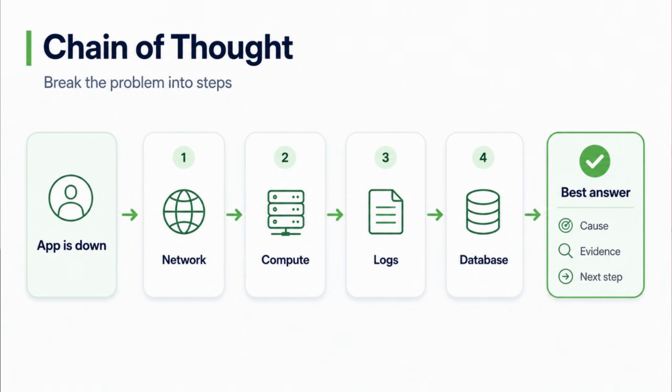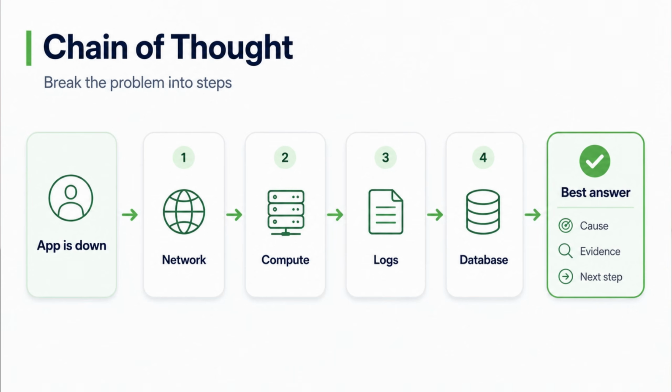Chain of thought is a pattern where the model is guided to break the problem into steps instead of jumping directly into the final answer. Earlier, people used prompts like "think step by step" to improve the reasoning. The basic idea is that some problems are easier when they are solved in stages.